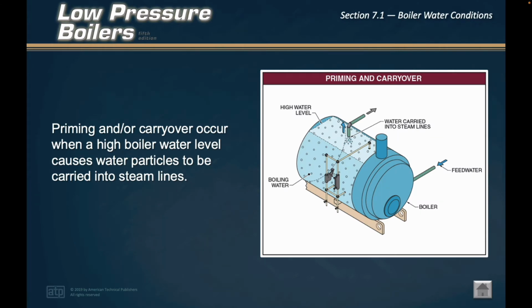Priming is a condition that occurs when large slugs of water are carried into the steam lines. Carryover is a condition that occurs when small droplets or particles of boiler water are carried into the steam lines. Both of these conditions can be caused by a high water level in the boiler. Priming and carryover can also be caused by high concentration of chemicals, impurities in the boiler water that cause a high surface tension, such as oil, or opening the main steam stop valve too quickly.